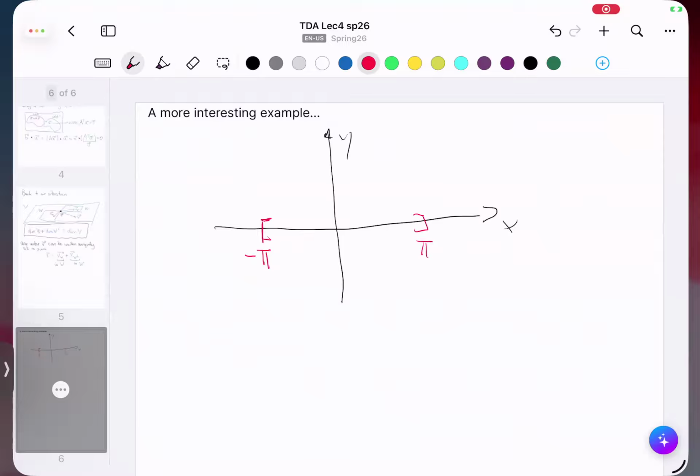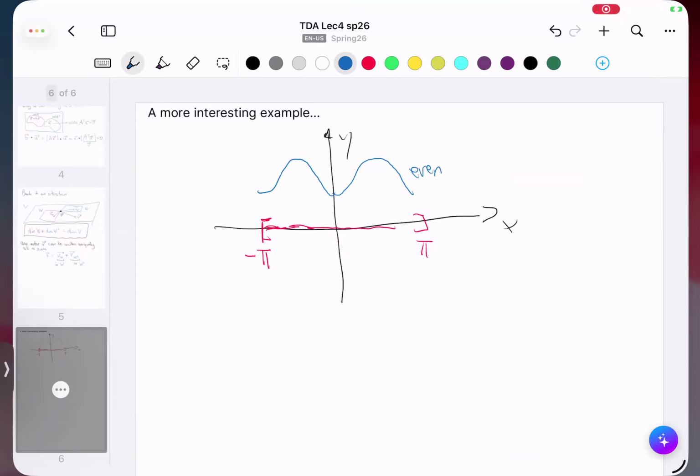If you have a function defined on that interval, it could be even or it could be odd. An even one looks symmetric with respect to the y-axis. Let me see if I can draw something that looks symmetric. That could be an even function.